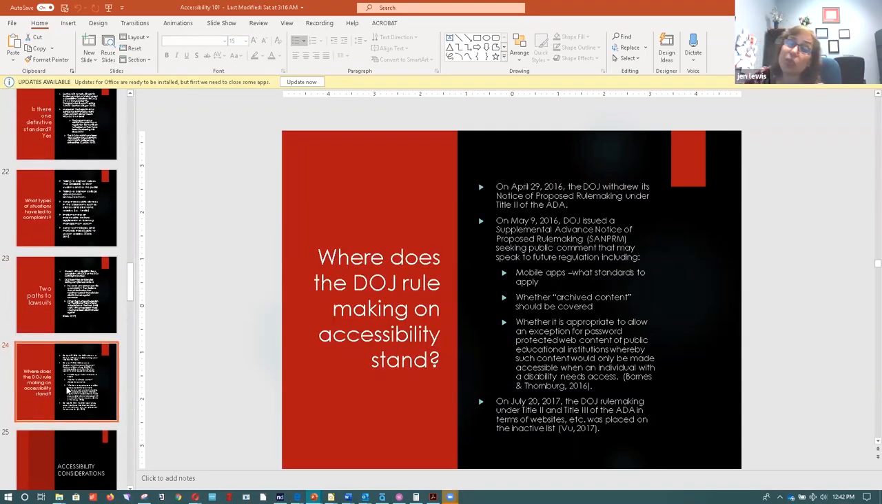Where does the DOJ rulemaking on accessibility stand? Again, they haven't done anything. The rulemaking actually was placed on the inactive list in 2017. It was going to make an order in 2016, proposed rulemaking, and they put it out to the public, and the public gives comment on what the rule they're going to put in there in terms of accessibility would be, but they never went any further. They issued a supplemental advance notice of proposed rulemaking. They talked about mobile apps and archive content and exceptions for password protected content. That's the thing about Harvard, see?